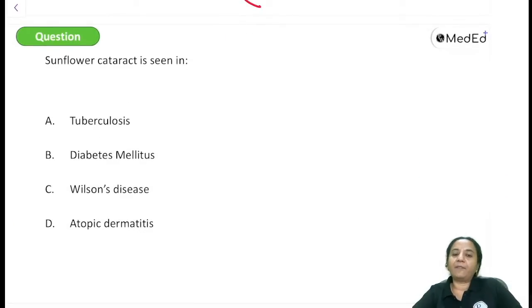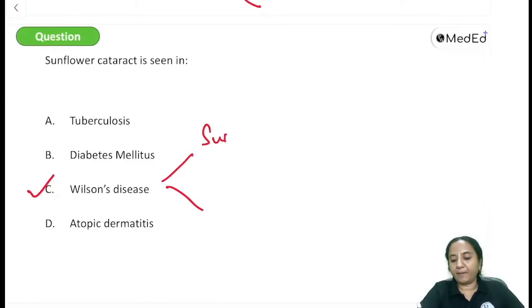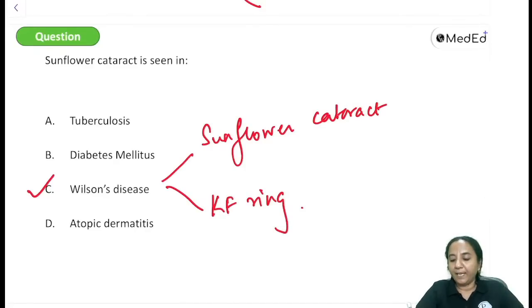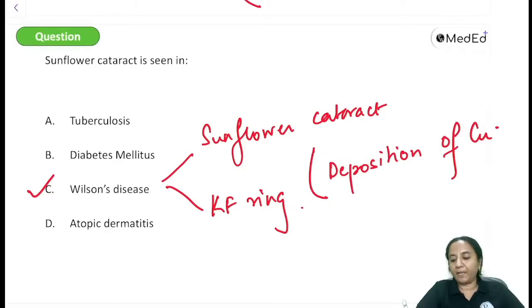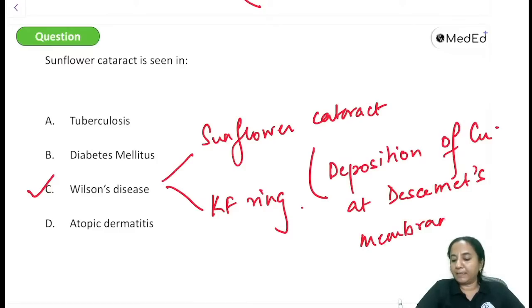Next, where do we get sunflower cataract? I don't need to tell you, Wilson's disease. So the two ocular features of Wilson's disease, please remember, are sunflower cataract and the other one is KF ring, the Kayser-Fleischer ring. This is caused by the deposition of copper at the level of the Descemet's membrane. So these are the two ocular features of Wilson's disease: sunflower cataract and KF ring.